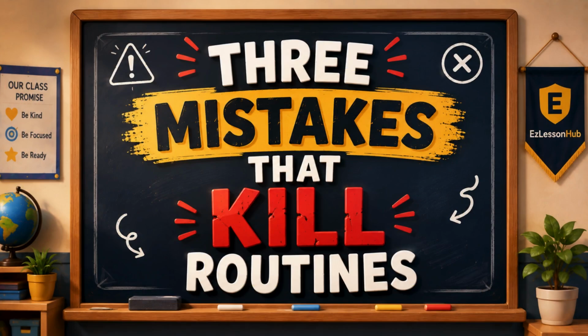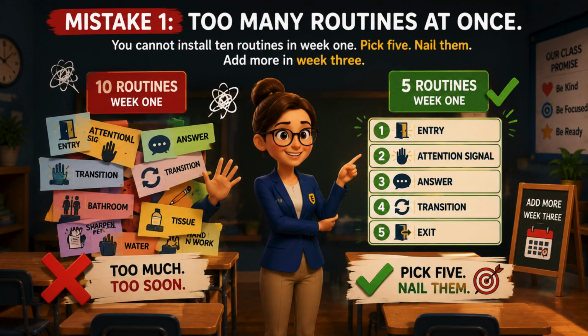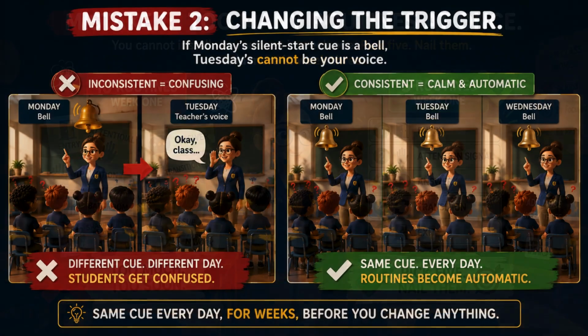3 fast mistakes to avoid. Mistake 1, too many routines at once. You cannot install 10 routines in week 1. Pick 5. Nail them. Add more in week 3. Mistake 2, changing the trigger. If Monday's silent start cue is a bell, Tuesday's cannot be your voice. Same cue every day for weeks before you change anything.